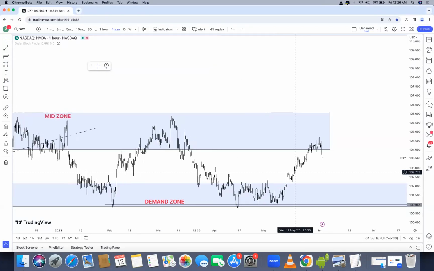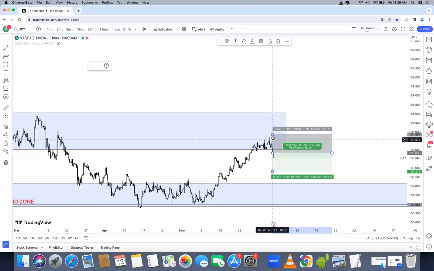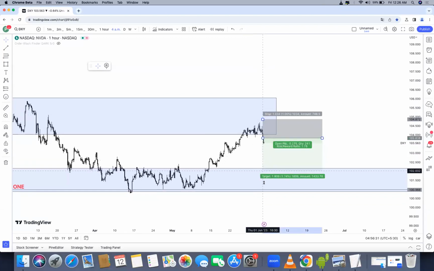So from here, you could sell, right? You could have sold this short, where you go for a short position. The stop will be above the first candle, and then your target will be within the demand zone.